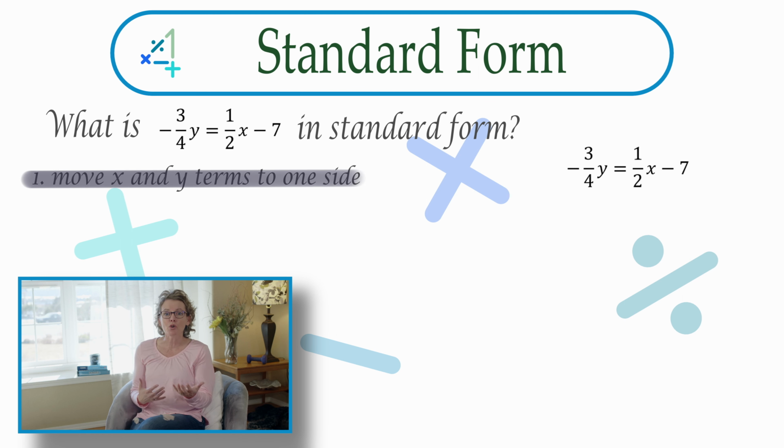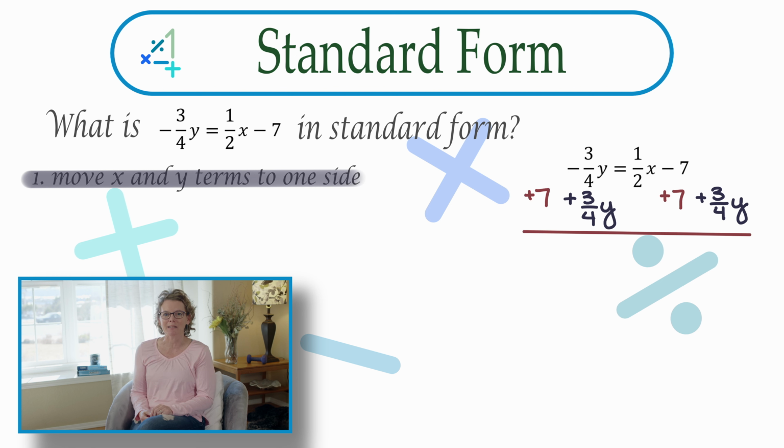Step 1, I gotta move the x and y to the same side. And I'll keep that x positive, so the y term moves over to meet up with it, adding 3/4 y to both sides. And that negative 7 must head to the other side, so add 7 to both sides. I think you can handle it if I do both of those in one step. I have 7 equals 1/2 x plus 3/4 y. It's looking great, almost standard form, but it is illegal to have those fractions.